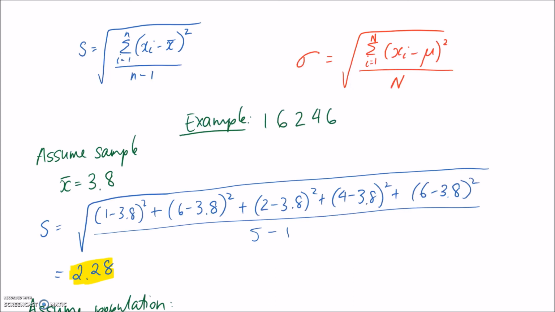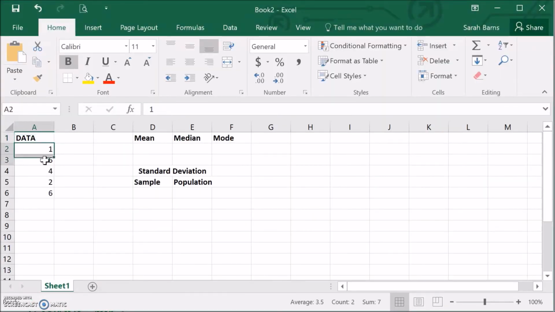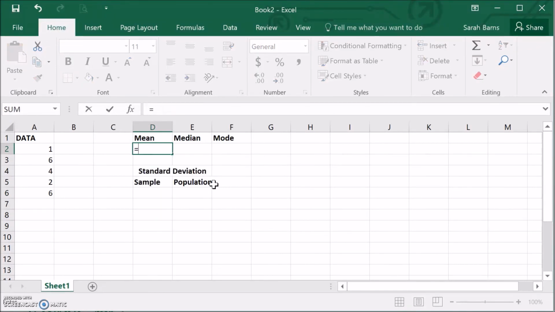Now finally, rather than going through all of that on paper, you can also check what's happening in Excel. If we jump over, I've put in my data here, and we're going to quickly calculate each of these different things and verify that we get the same value in Excel as what we get on paper. To get the mean, you type in equals to start an equation, and then the function is average. Highlight your data, hit enter. It's going to come out to 3.8, which is what we got before.